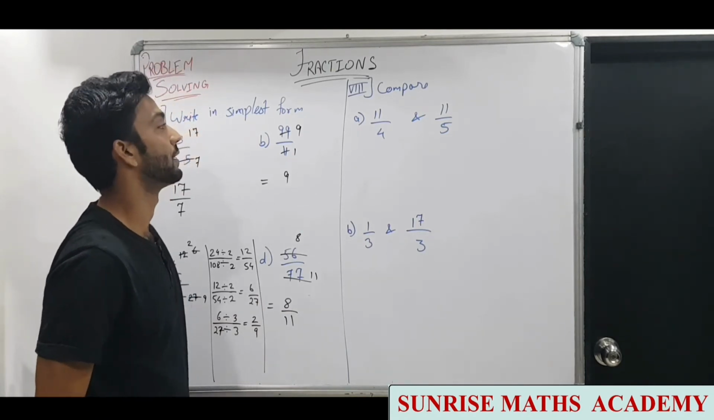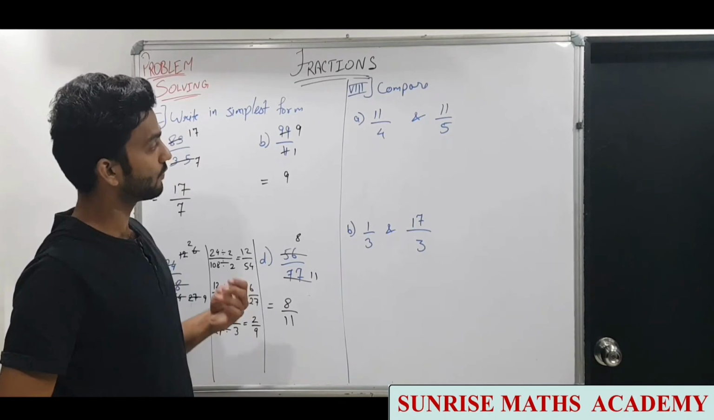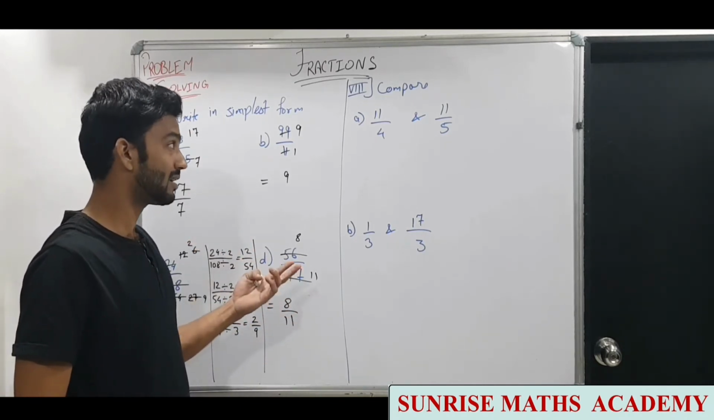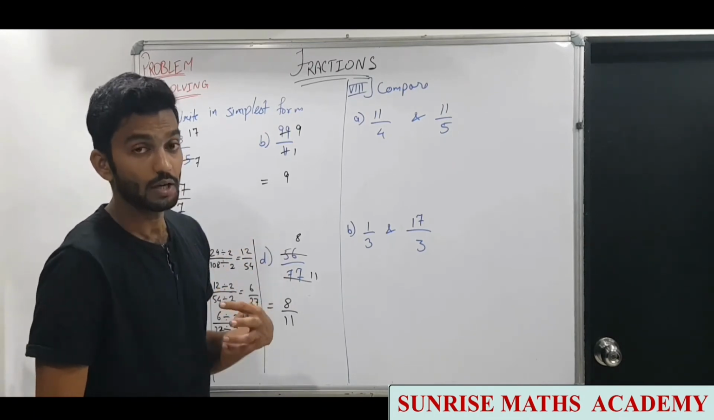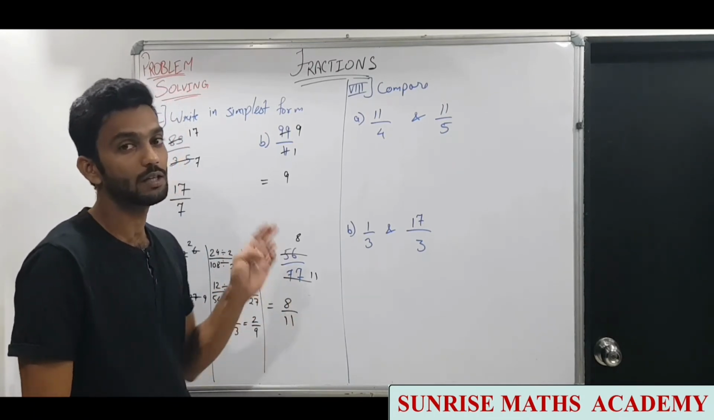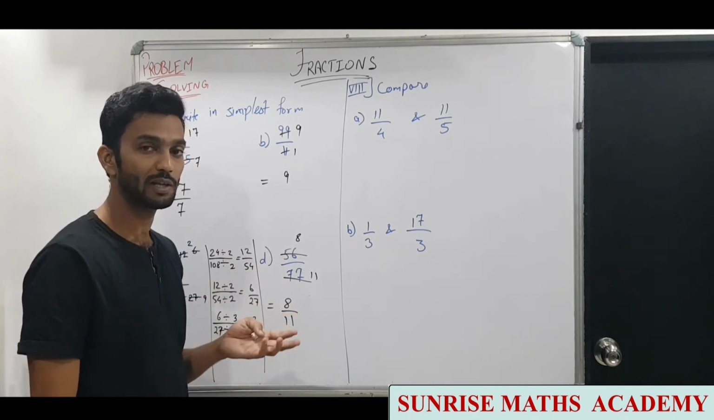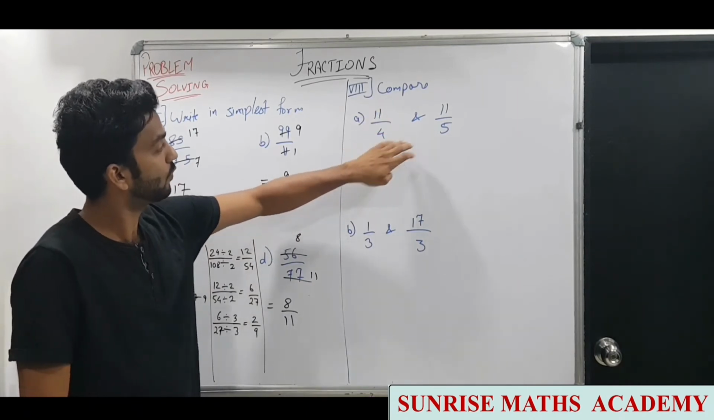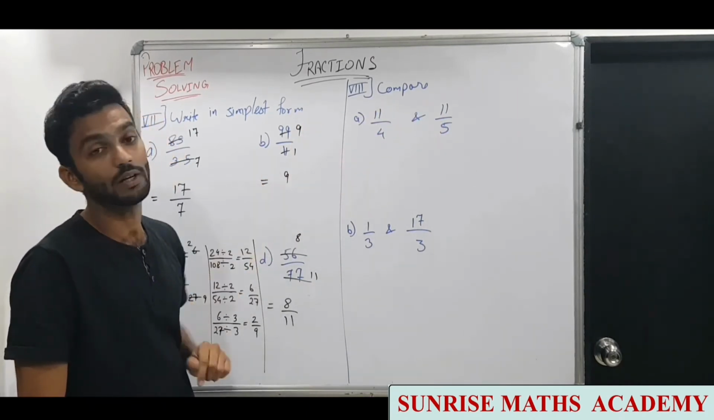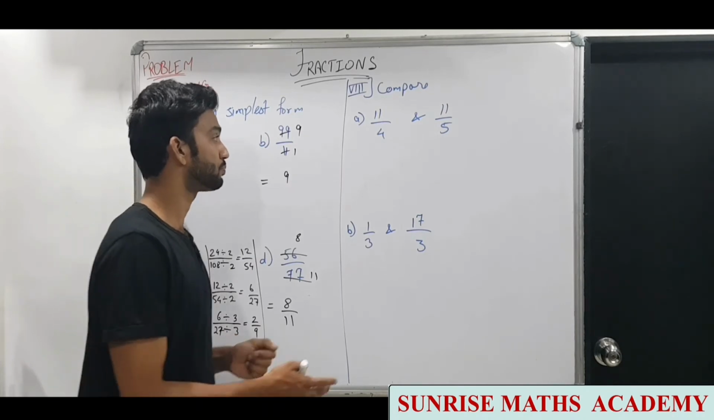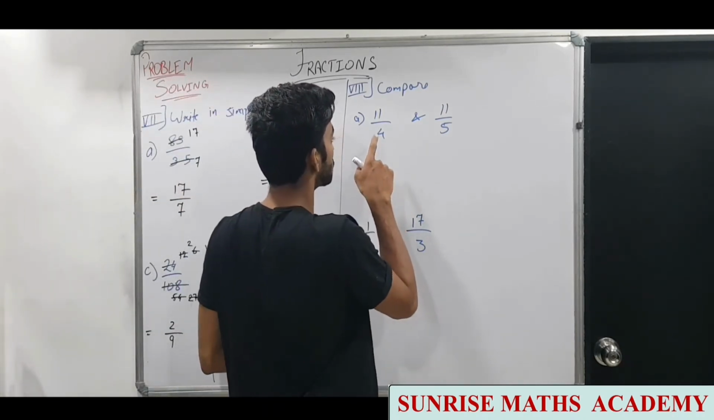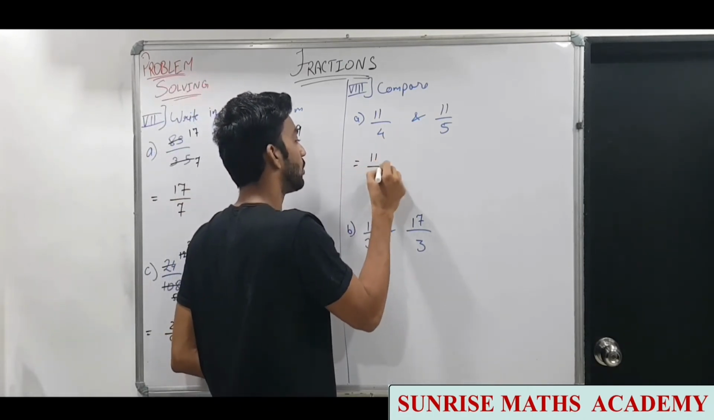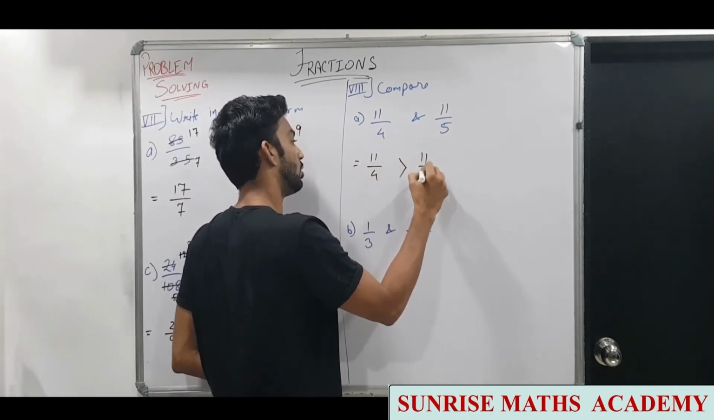Next is compare. Now in compare we have seen that if the denominators are same, we compare the numerator. If numerators are same, we compare the denominator. Or if denominators are not same, we can make the denominators same. Or the fourth method we have seen is cross multiplication. So here as you can see 11 upon 4, 11 upon 5, the numerator is same. Now when the numerator is same, the fraction with smaller denominator is greater. So therefore 11 upon 4 is greater than 11 upon 5.